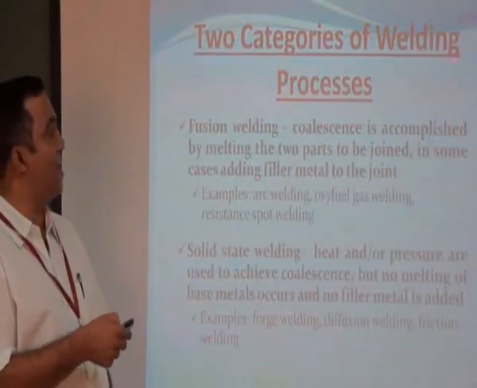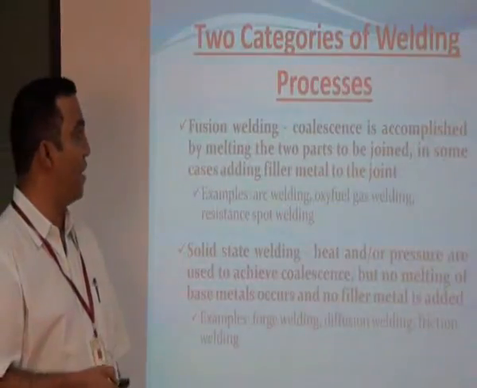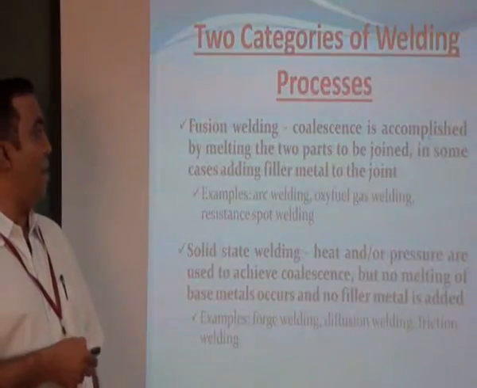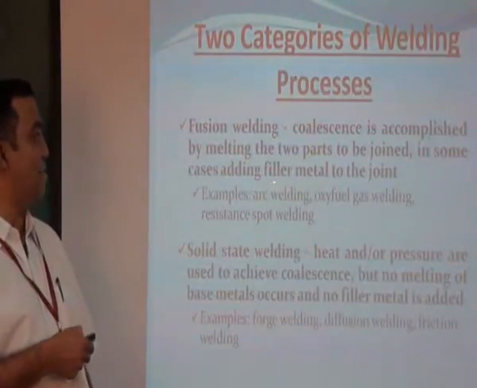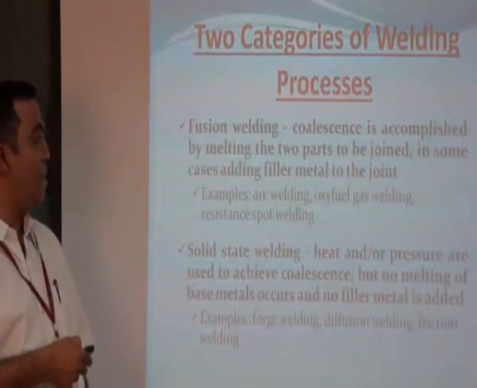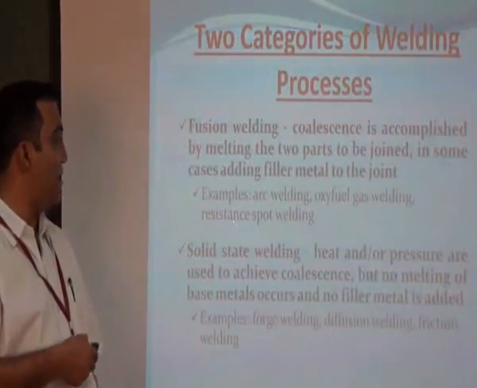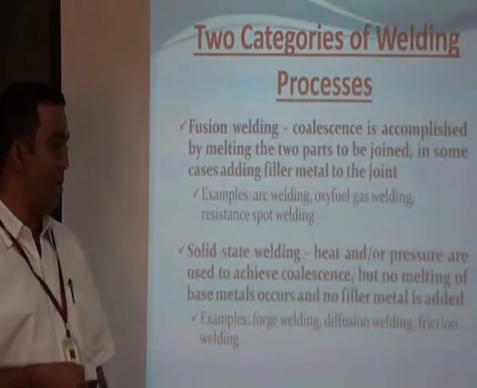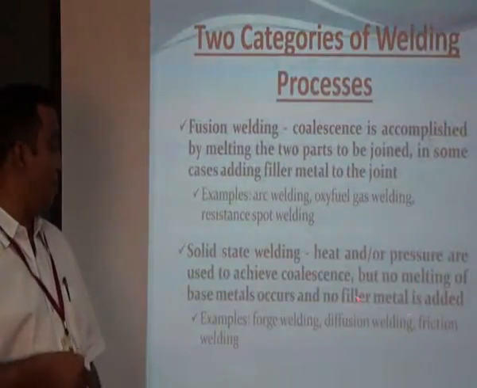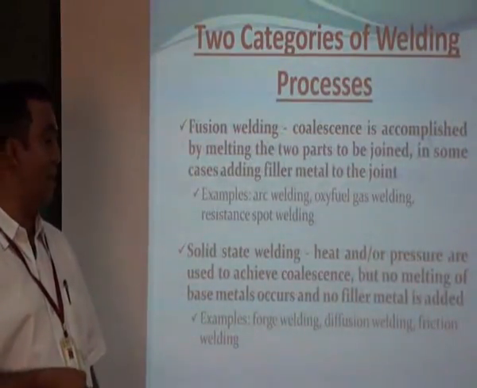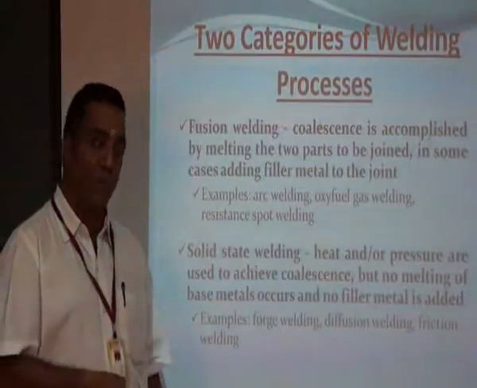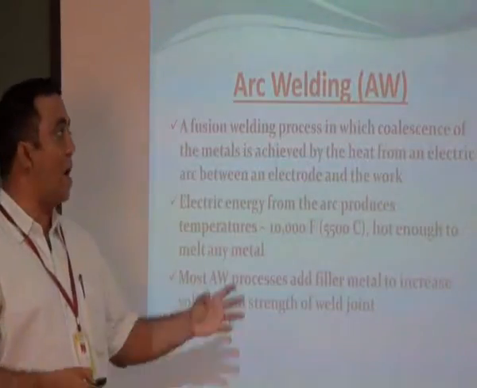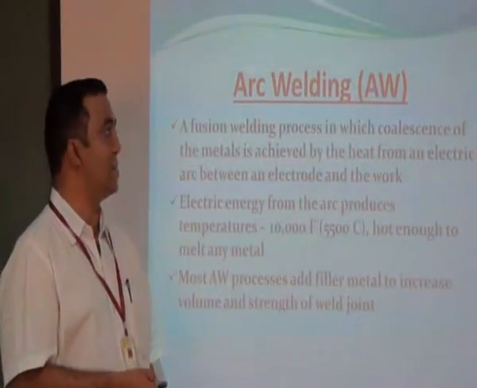There are two categories of welding processes. One is fusion welding, that is coalescence by melting followed by solidification, and then the two parts are joined. In some cases, filler material is added to the joints. Examples are arc welding, oxy-fuel gas welding, and resistance spot welding. The other is the solid state welding process. Here, heat or pressure is used to achieve coalescence, but there is no melting of the base metal and no filler material is added. Examples: forge welding, diffusion welding, and friction welding. Now let us concentrate only on the arc welding part in this webinar.